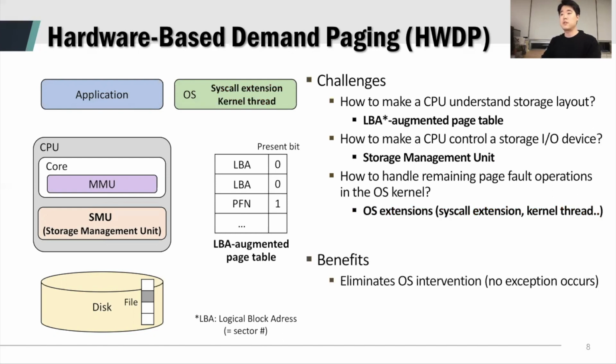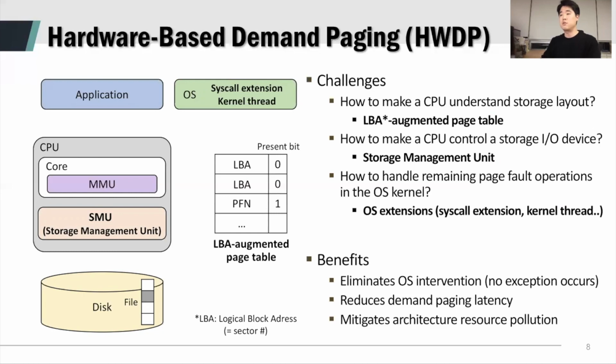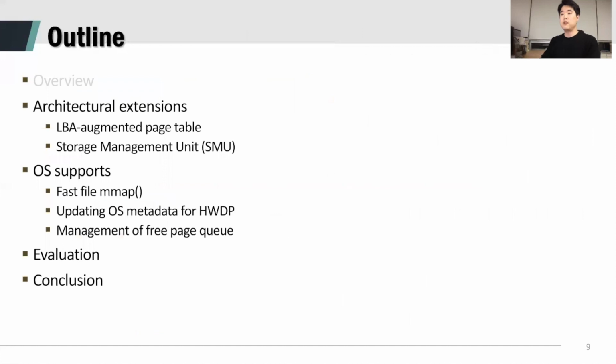In our scheme HWDP, no exception needs to be raised in common cases. Therefore, the latency of a page fault can be reduced, and the architectural resource pollution can also be mitigated. In the rest of the talk, I'm going to present details about architectural extensions and operating system support for HWDP. Then I'll show the evaluation results.